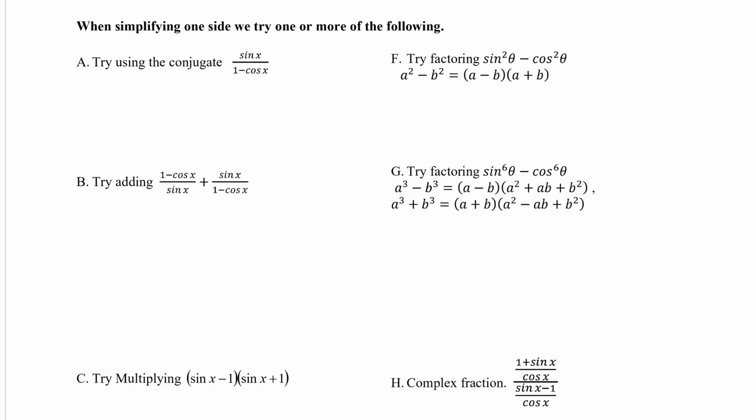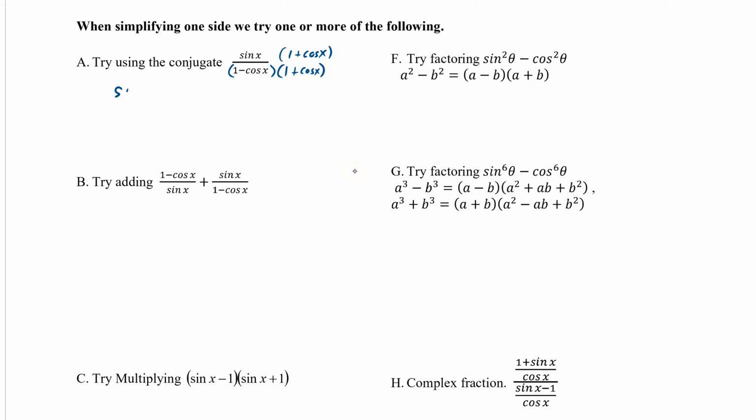So the first one is try using a conjugate. This is the most important one because for some reason we like it a lot. So if you see 1 minus cosine x over here, you want to think, okay, well, what is its conjugate? And that would be 1 plus cosine x. And you're going to multiply top and bottom by 1 plus cosine x. This is what you can do to any fraction. You just multiply top and bottom. That is our fraction rule. You can modify it by either multiplying or dividing top and bottom.